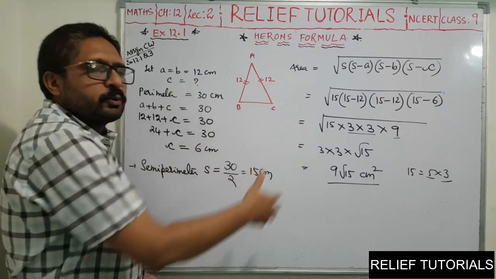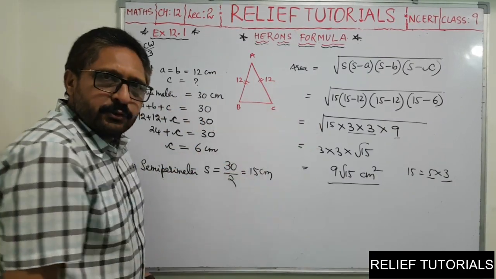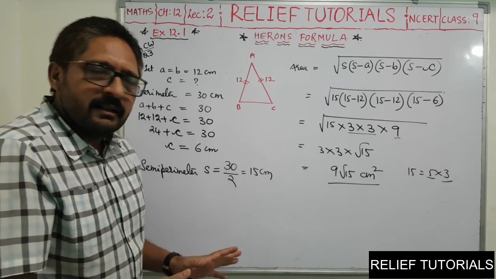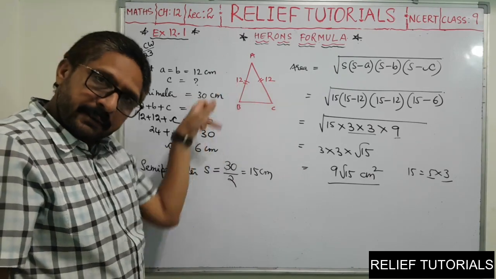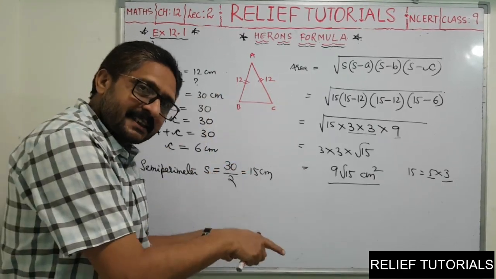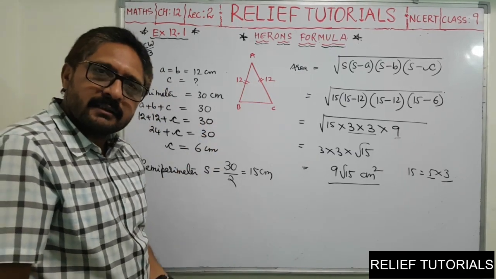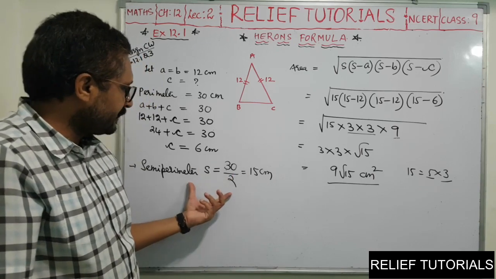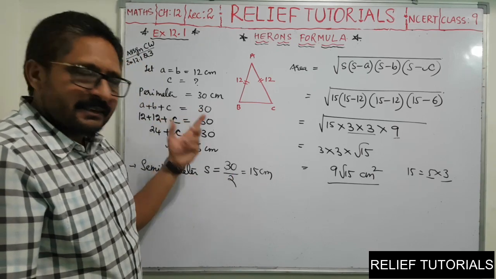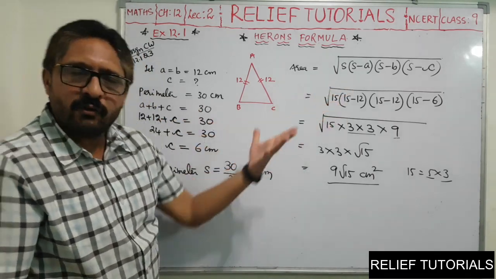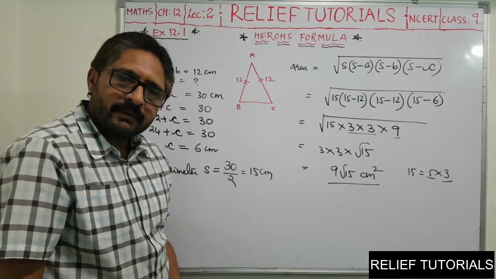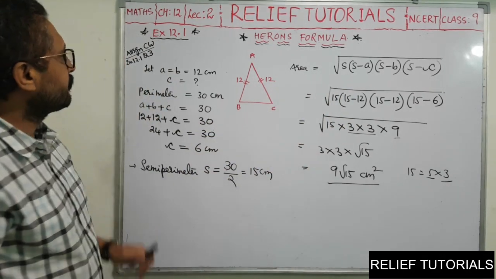If you go through the problem, the moral of the story is: it is an isosceles triangle. The measure of two sides is given, the perimeter is given, so you have to find the third side. That can be easily done. 12, 12, 24, perimeter is 30, 30 minus 24 is 6. Semi-perimeter is 15. Use Heron's formula. That's all. Clear? I hope you understood this. Very simple.